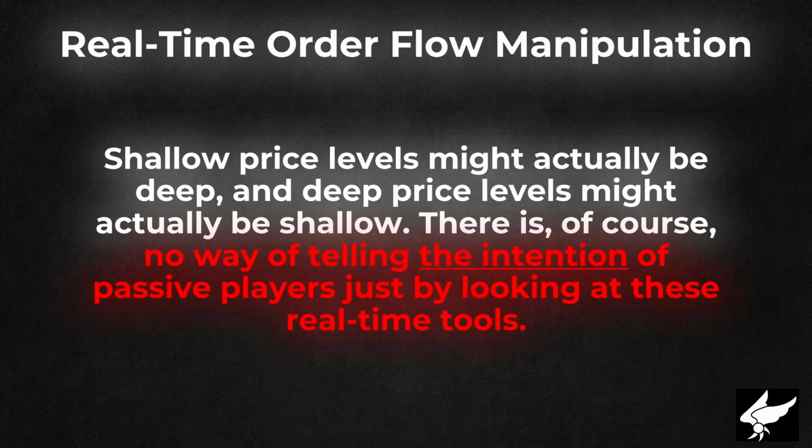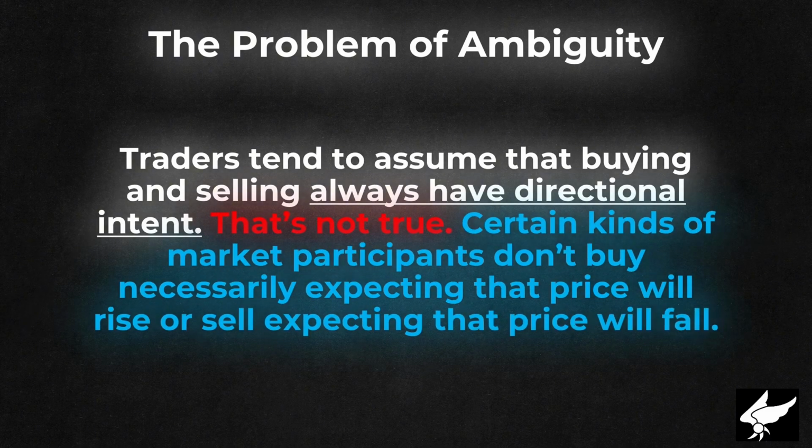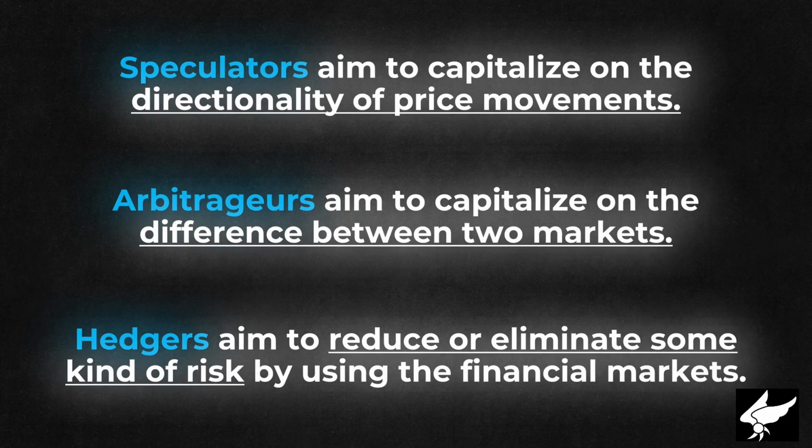So these deceptive mechanics of the real-time order flow are one problem, but it doesn't stop there. Another problem here is that traders tend to assume that buying and selling always have directional intent. That's not true. Certain kinds of market participants don't buy necessarily expecting that price will rise or sell expecting that price will fall. The key to understanding that is that there are mainly three types of market participants: speculators, arbitrageurs, and hedgers. Speculators are what most retail traders expect every market participant to be.